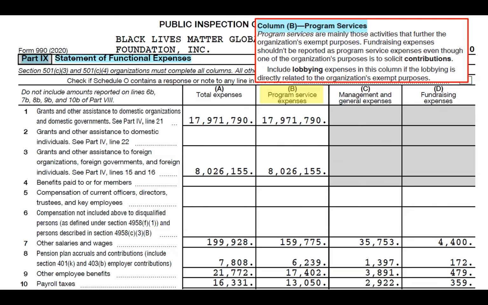So keep that definition in mind as we go through and examine lines 1 through 10. As we examine, we'll take a look at how much money is included under the program services expenses column. Remember the definition. Anything in that column is supposed to further the exempt purposes. Program services are mainly those activities that further the organization's exempt purposes. Everything listed in column B should further the purposes of this organization, what it stands for.